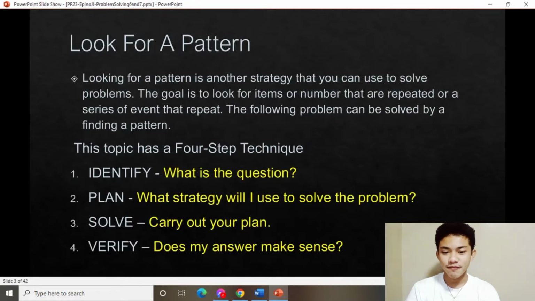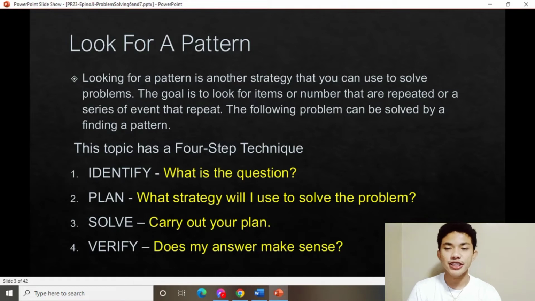Look for a pattern. Looking for a pattern is another strategy that you can use to solve problems. The goal is to look for items or numbers that are repeated or a series of events that repeat. The following problem can be solved by finding a pattern.